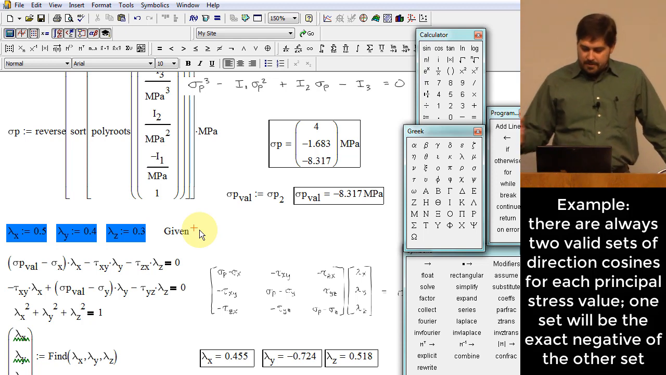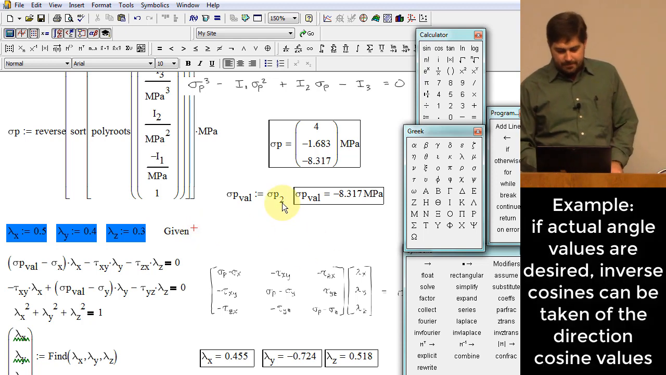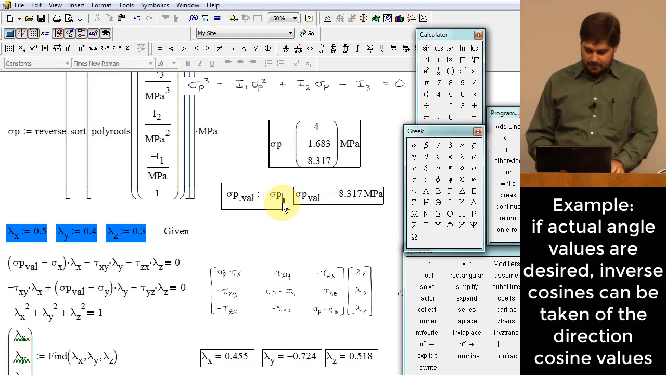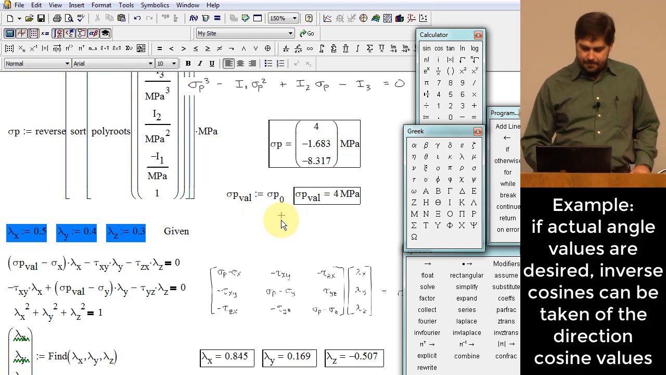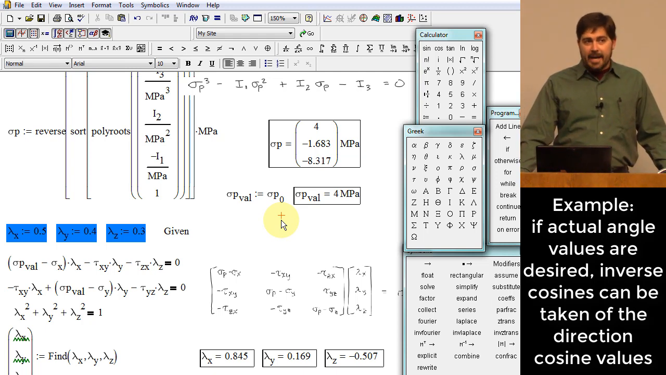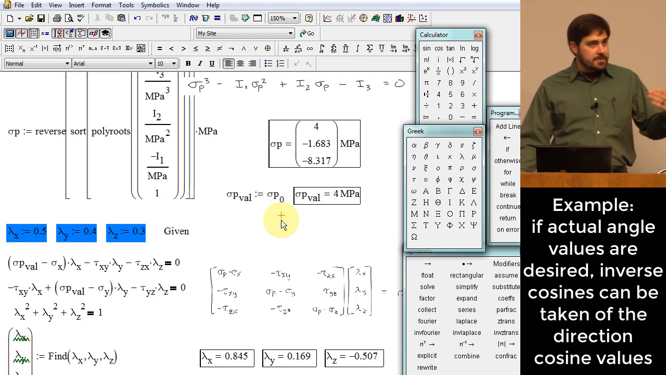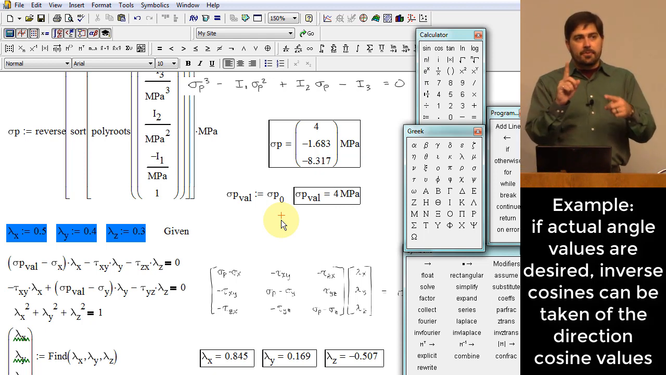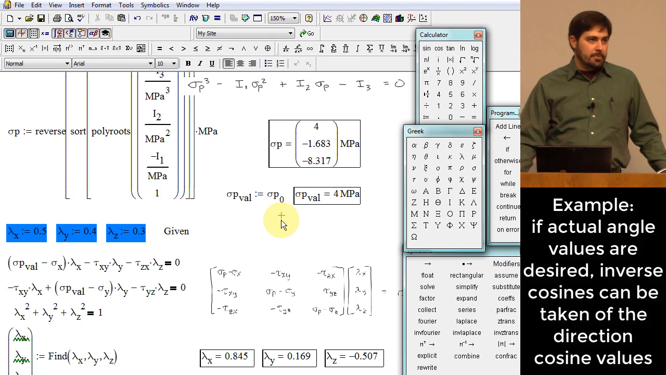All right. Isn't that cool? Would you just do arc cosine of lambda? If you wanted to figure out the actual angles, then yes, you could take the inverse cosine of any one of these and you could figure out the actual angle from one of your original coordinates, x, y, or z, to the axis that you have now found for this principal direction.